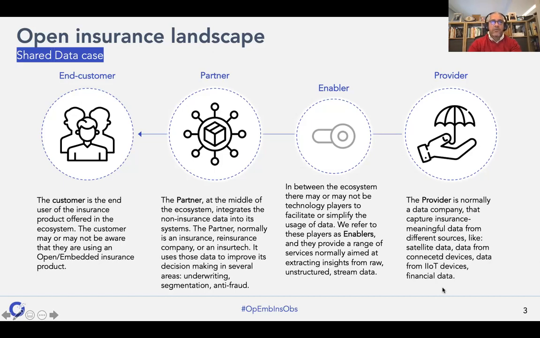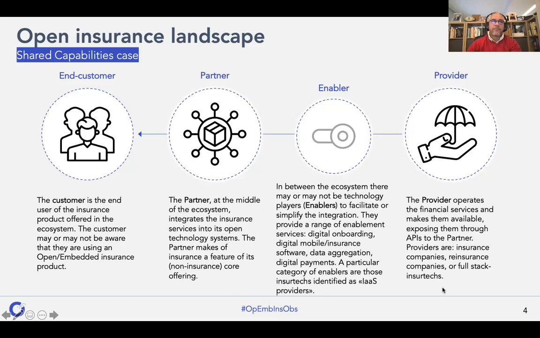Now, let's look at the second use case, shared capabilities. Here, the roles are inverted. If the rationale of shared data is providing insurers with data from external sources, when we talk about shared capabilities, we talk about insurers providing external players with insurance capabilities to let them offer insurance services to their customers. So in shared capabilities, insurers are the providers and other subjects are the users of capabilities.